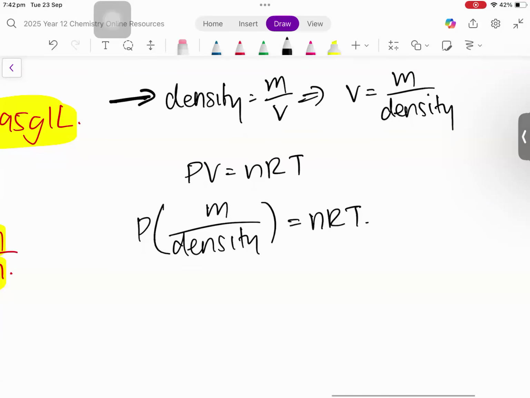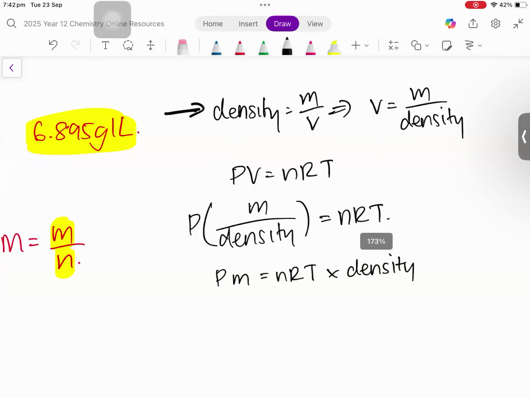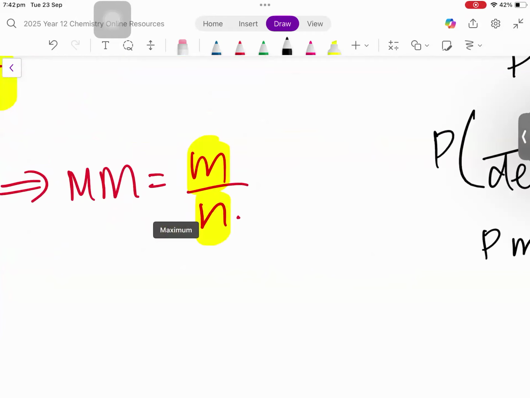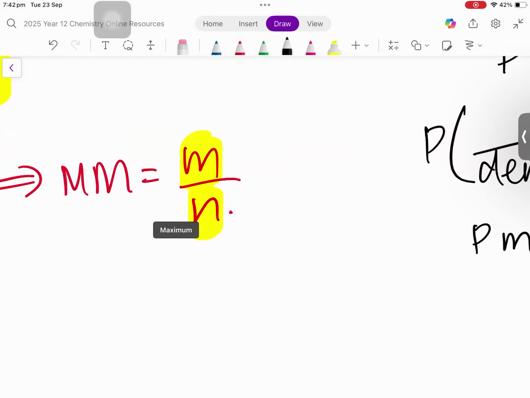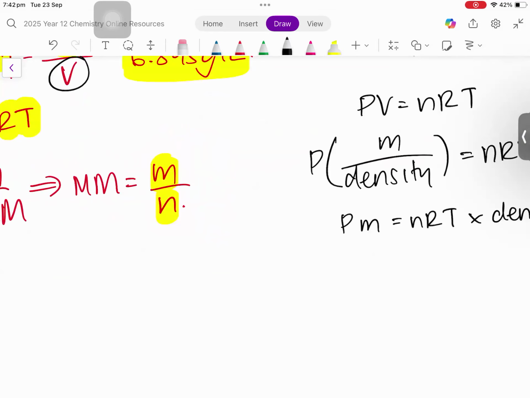I'm just going to clean up this equation. I'm going to multiply the density over, guys, just so I don't have a denominator and I can get rid of the fraction. It's just easier to look at. So now I've got mass and moles in the same equation. What I really, really want is mass on molar mass. Okay, because that's what they asked me for. They want molar mass, which is mass on moles.